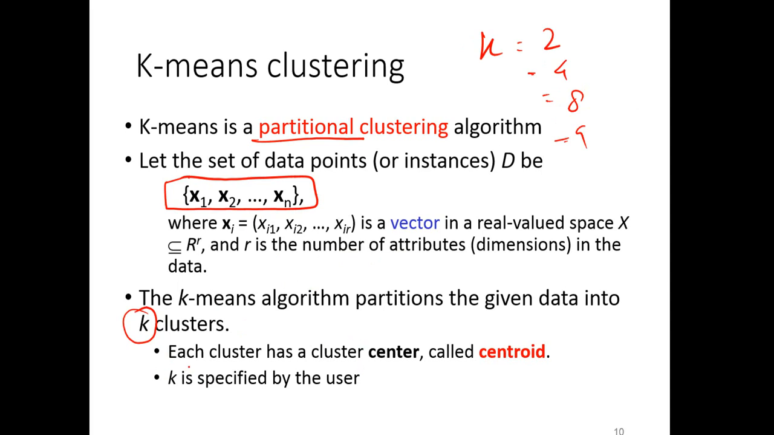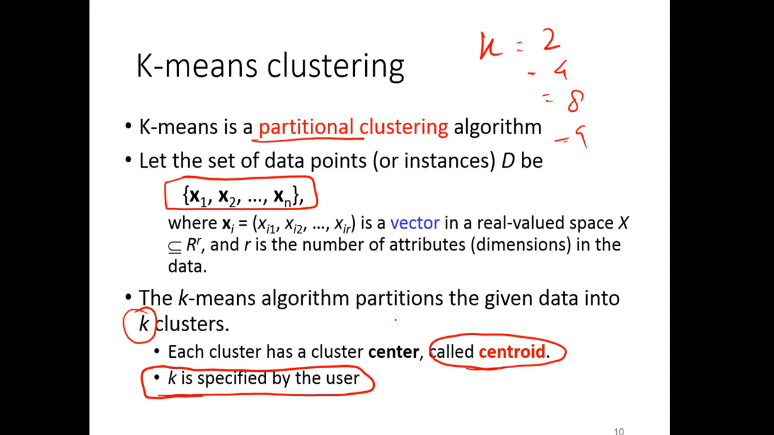And each cluster should have a cluster center. We call that the centroid. That means that's the center of the cluster, and k is specified by the user. And this is very important: if you perform K-means clustering, you are the one who is going to provide how many clusters are present in the data. That happens to be one of the weaknesses of this algorithm.